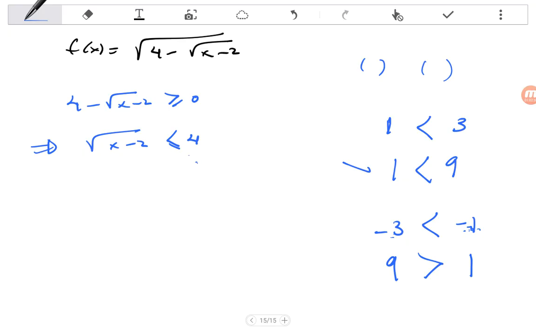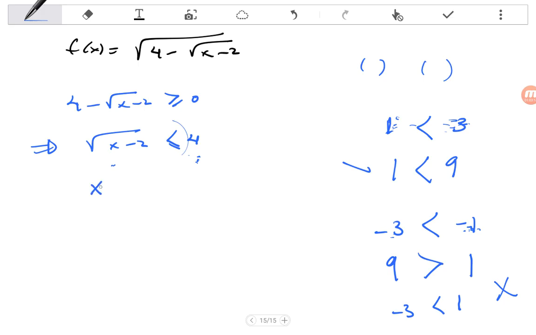So if both are positive, we may square both sides. If both are negative, we may square both sides, but we interchange the inequality sign. If it was greater than, we make it less than. If they have different signs, for example, if I had negative 3 and this is 1, I cannot determine. So whenever both sides are positive, it is allowed to square both sides.